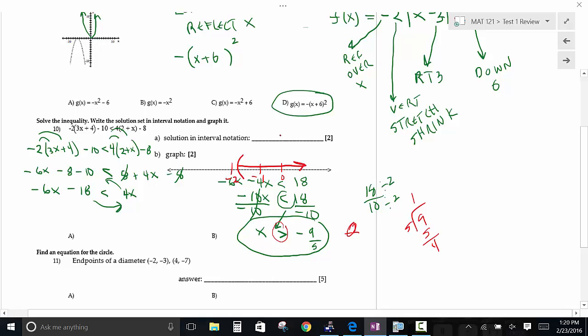Interval notation, remember, does exactly what the graph does. It's where does it start, where does it finish. So I always say if you're going infinitely to the right, the infinity is going to be on the right. And then you start at negative 9/5 with a parenthesis like that.